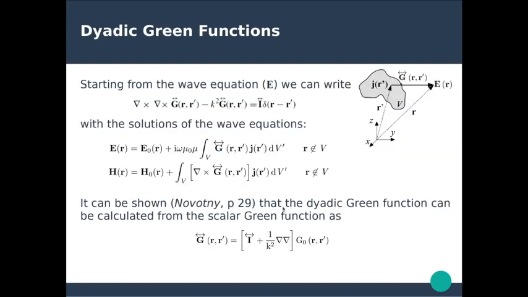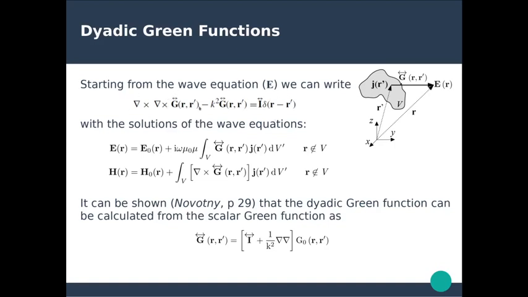So how do you actually calculate this green tensor? What does it look like? If you want to calculate the green tensor that relates the electric field induced by your point source, basically you have to start from the wave equation. So we can start from the electric field. You can also start with the magnetic field, but we're going to be doing this using this wave equation.